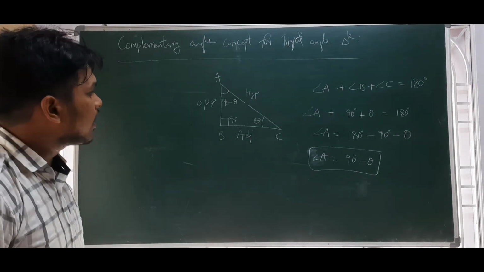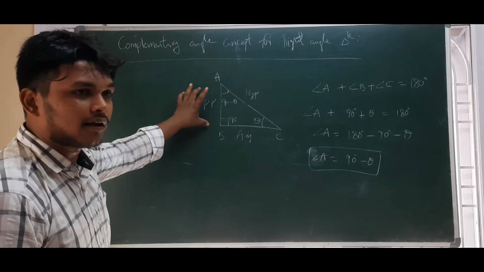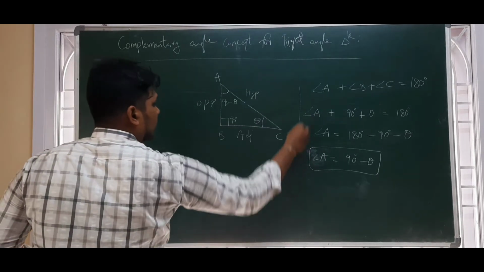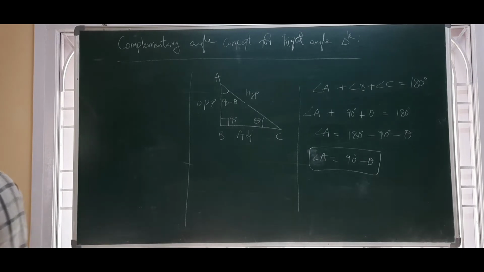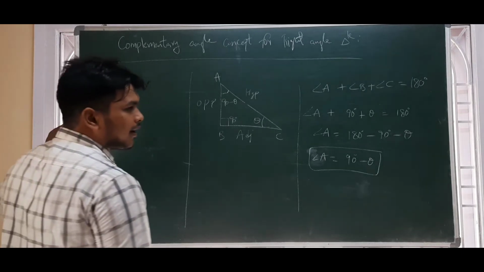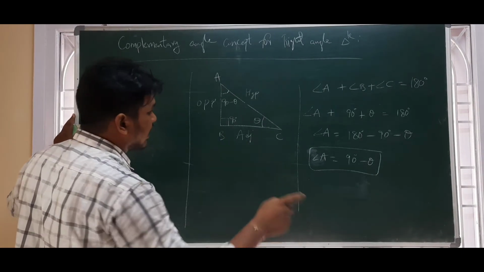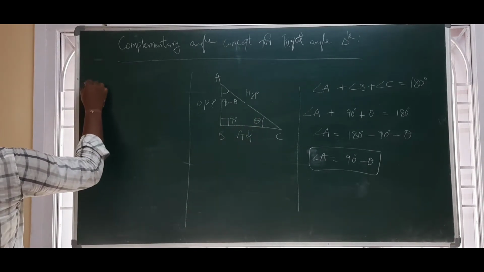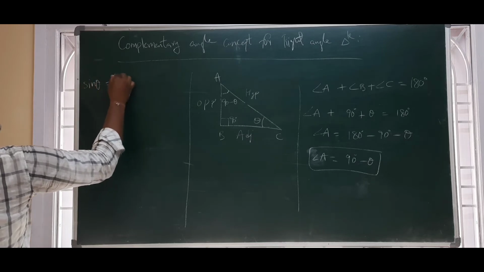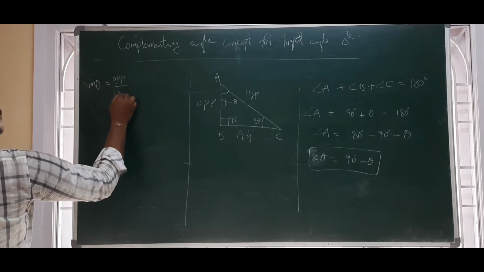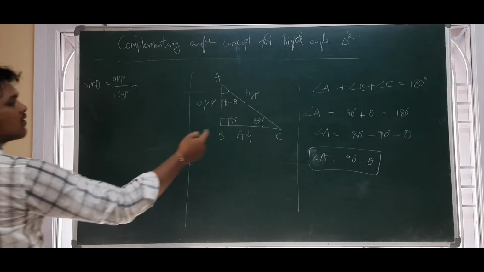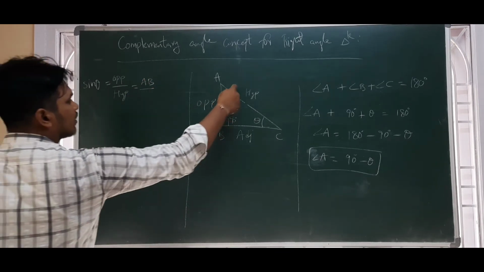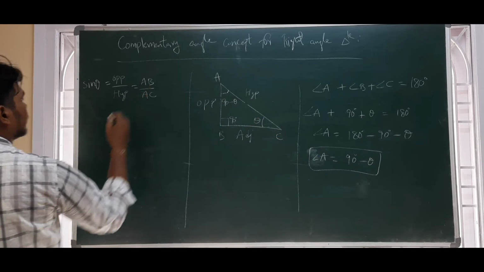And now I apply the concept of the right angle triangle here. If I apply all the trigonometric ratios at angle theta, what happens? Let me apply sin theta. Sin theta is opposite side by hypotenuse side. What is the opposite side? AB. What is the hypotenuse side? AC.